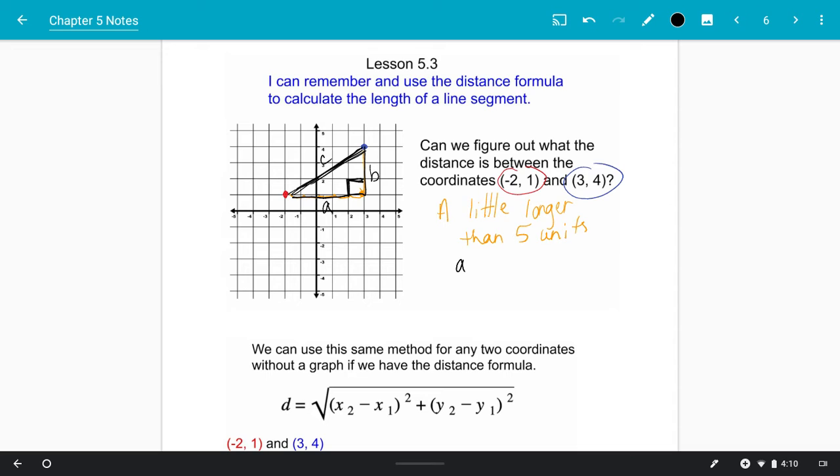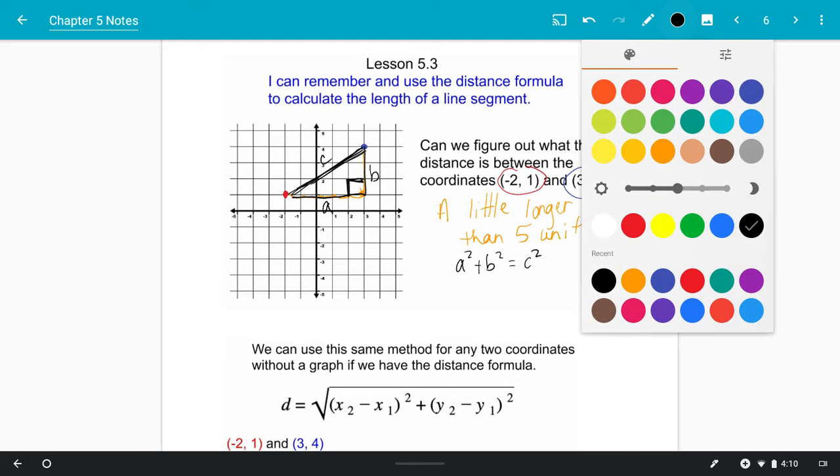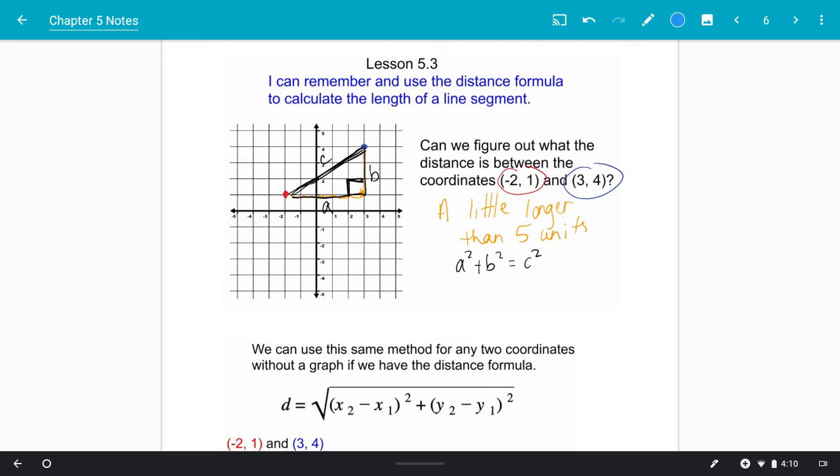So normally what we would do is a squared plus b squared equals c squared, and we could use that to find c. And then at the end, remember our last step would always be to square root. So we would square root whatever a squared plus b squared equals, and that would give us c.